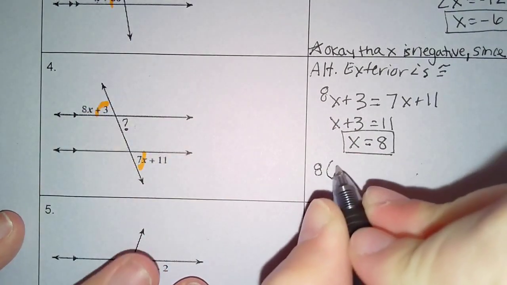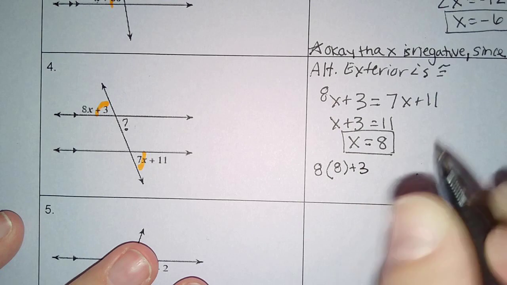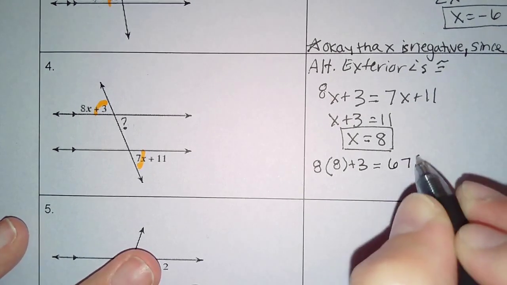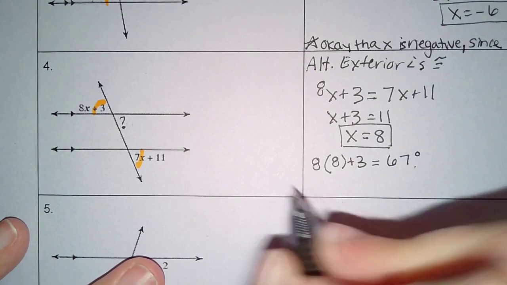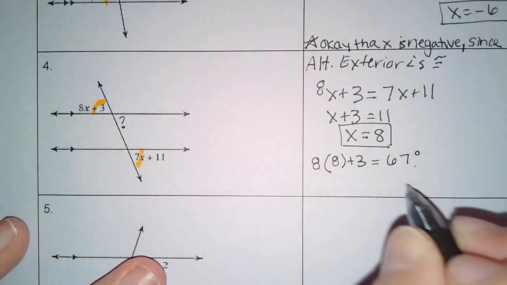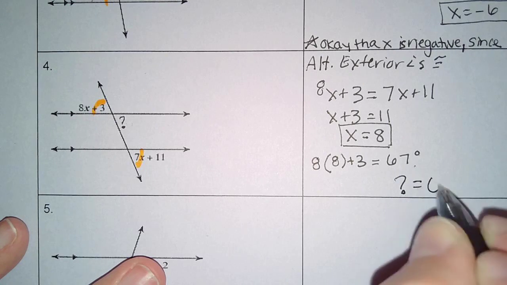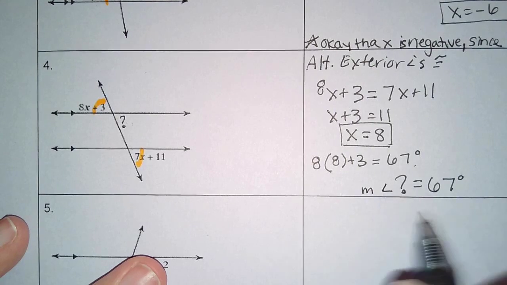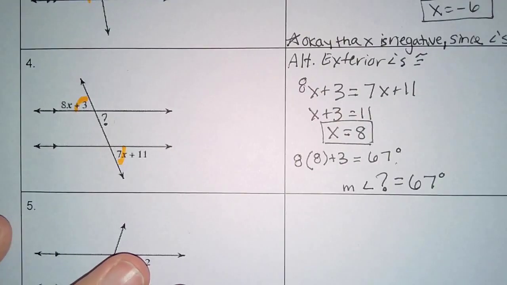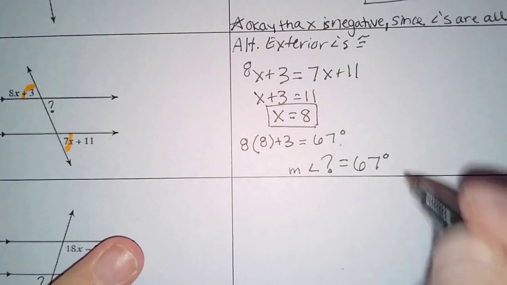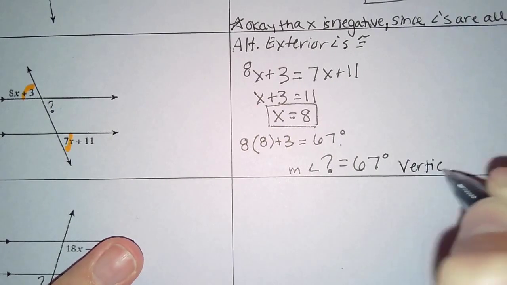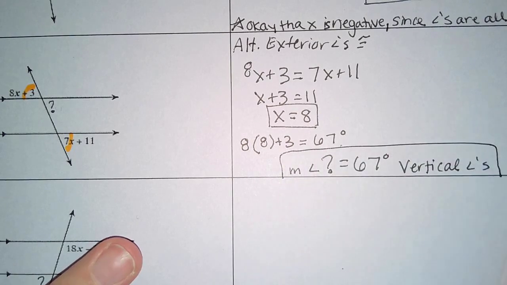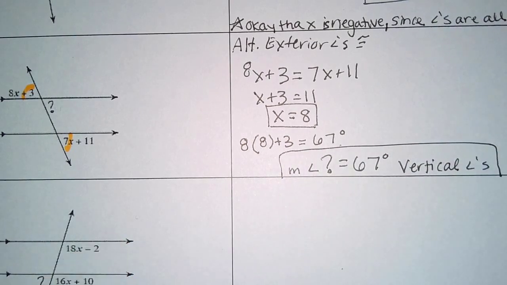8 times x, which is 8, plus 3. 8 times 8 is 64, plus 3 is 67 degrees. So the relationship that we're going to use to say the question mark angle equals 67 degrees. So we could say measurement of angle question mark equals 67 degrees. How do we know that? Because vertical angles. Yeah, why don't you go ahead and put that on your paper? Because on your homework, you're going to need to label the relationships.